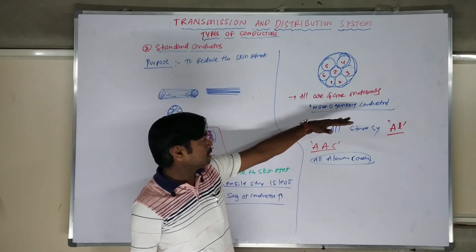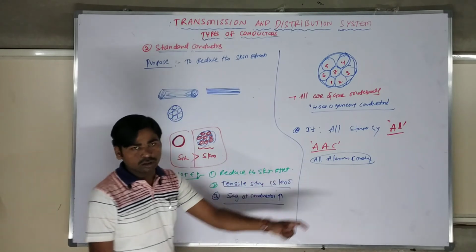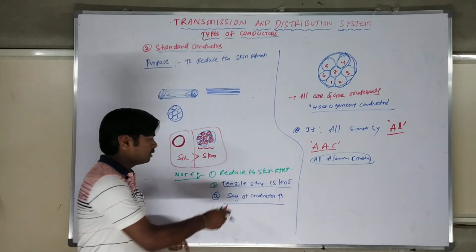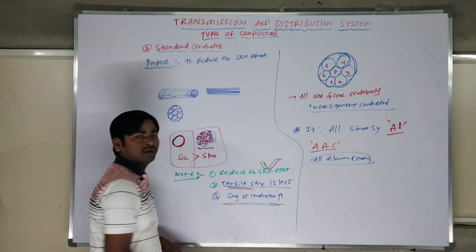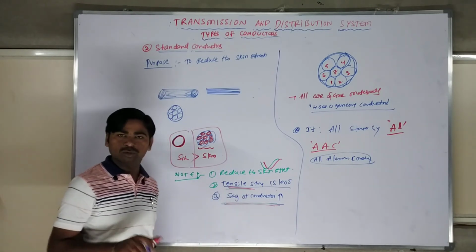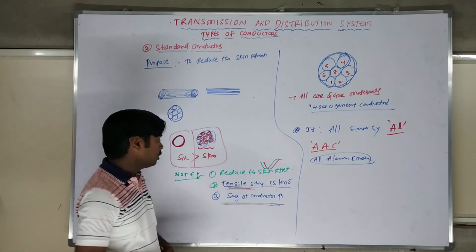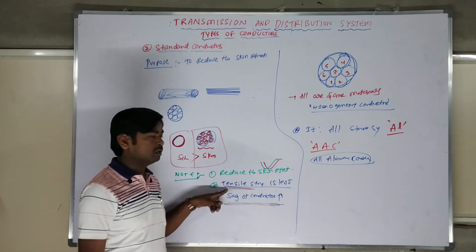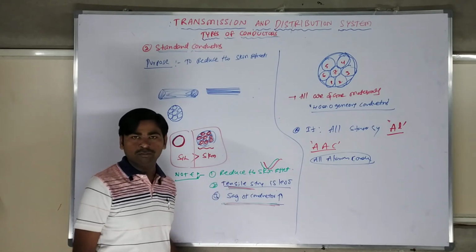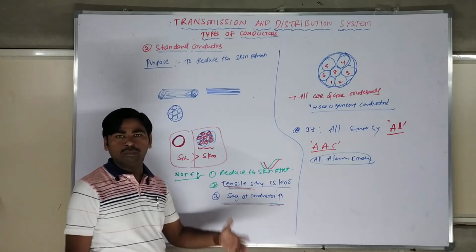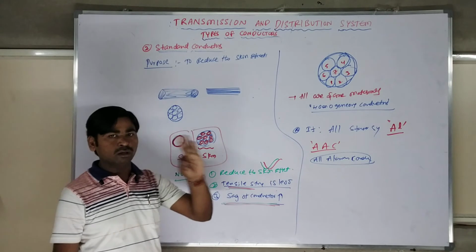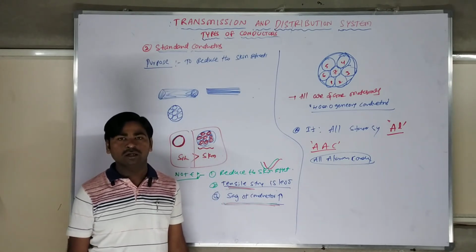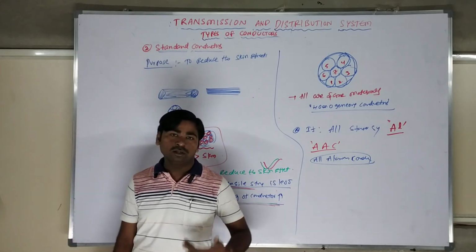In this homogeneous all aluminium conductor, we have overcome the skin effect, but we have a problem with tensile strength. Sag of the conductor increases, and public safety is not ensured. To overcome this sag and tensile strength problem, we use composite stranded conductors. This is the third type, composite stranded conductors, that we will discuss in the next class.